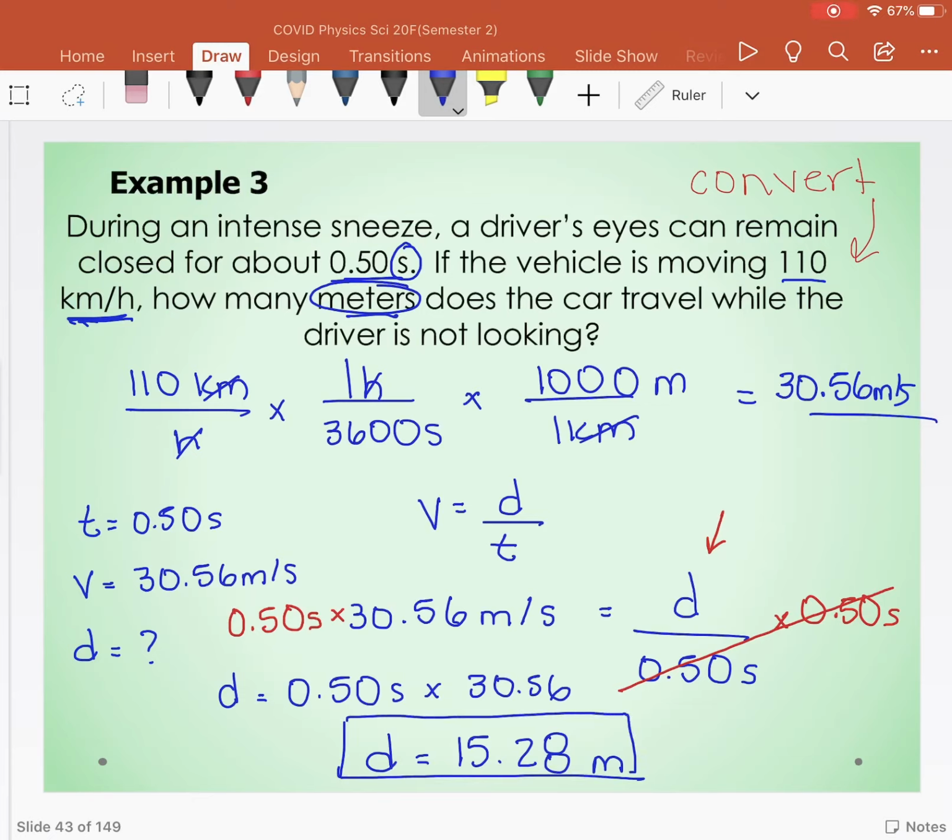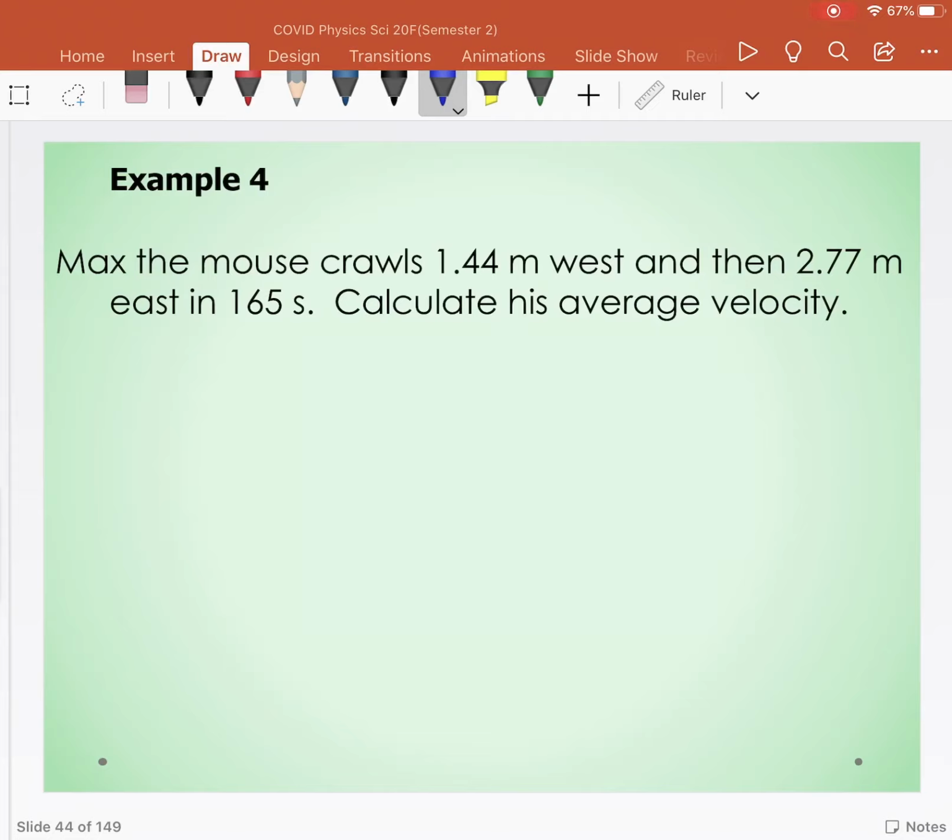Okay, so I'm simply plugging in my numbers and then performing simple algebra to get my distance. Okay, Max the mouse crawls 1.4 meters west and then 2.77 meters east in 165 seconds. Calculate average velocity. Okay, so we know that velocity is equal to displacement over time.